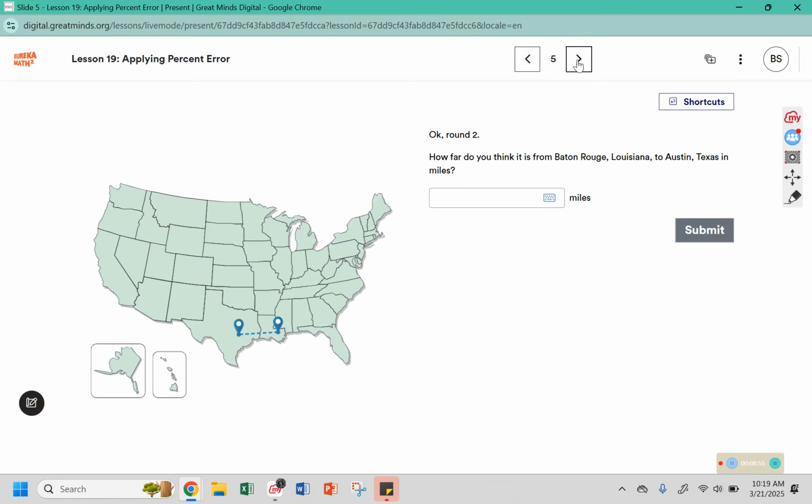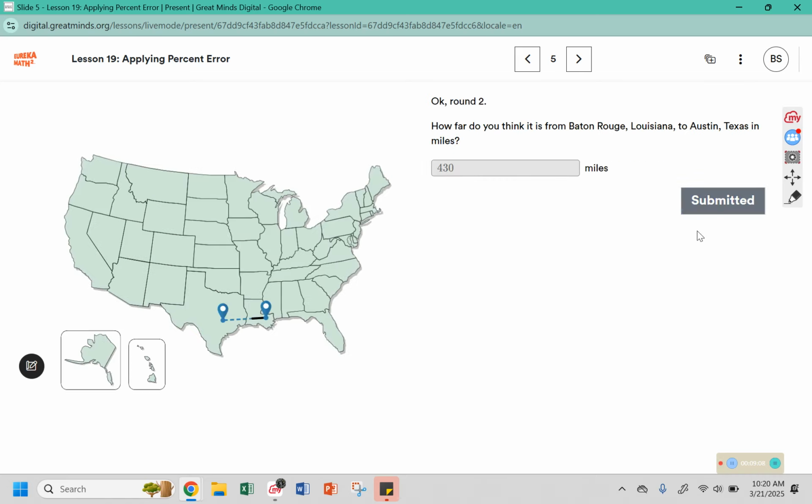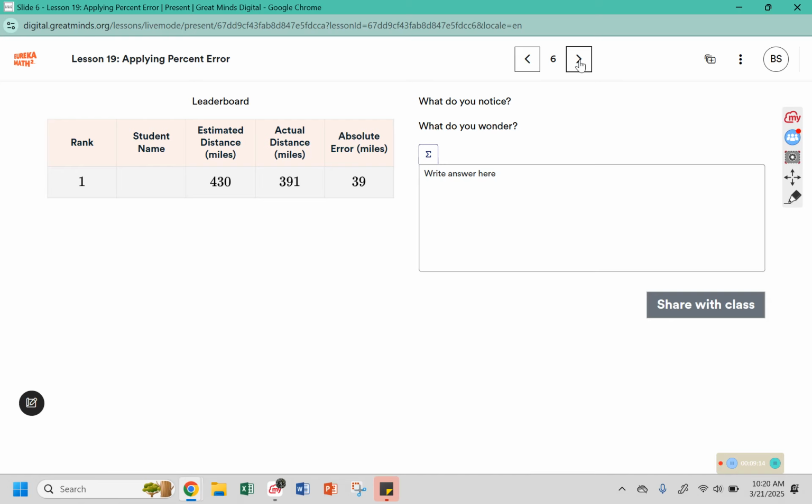Round 2, how far do you think it is from Baton Rouge, Louisiana to Austin, Texas in miles? This seems like the shortest one so far. I'm going to guess around 430 miles. Oh, that was an overestimate. What do you notice? What do you wonder? This time, since I overestimated, it doesn't show the error, but it shows the absolute error is 39.